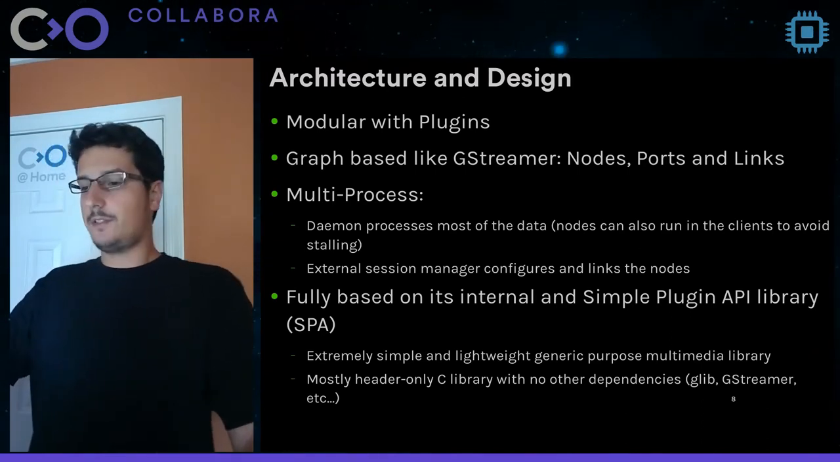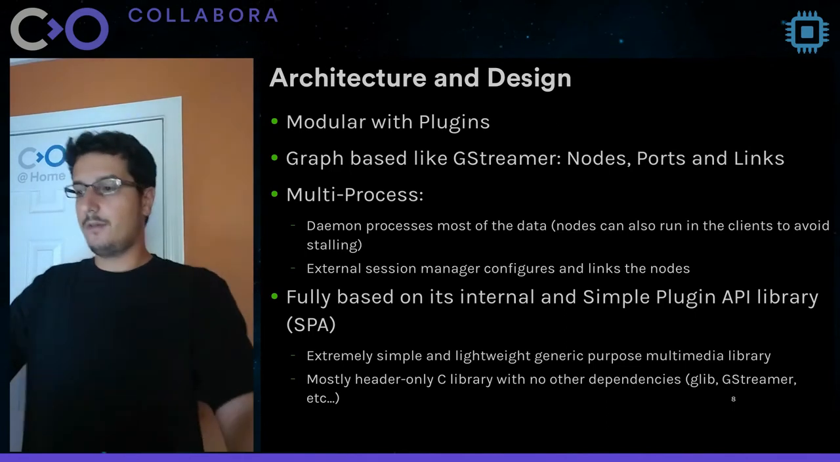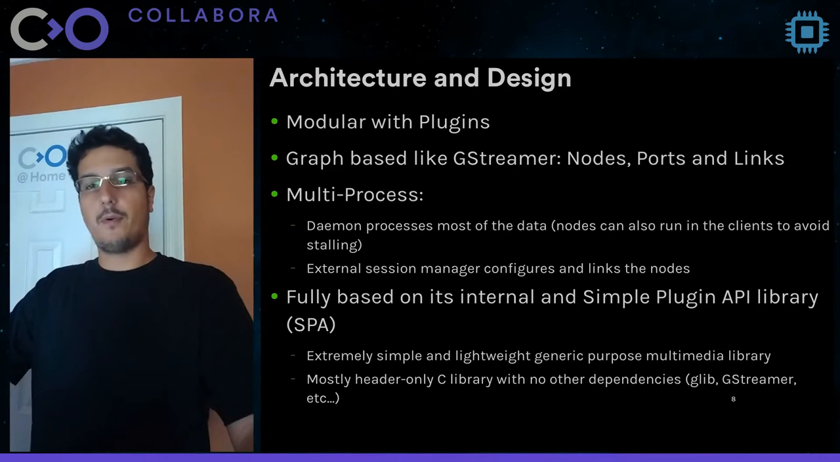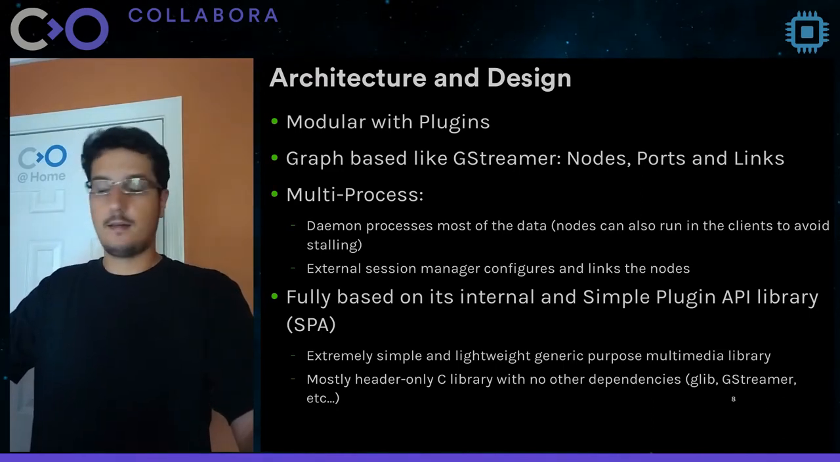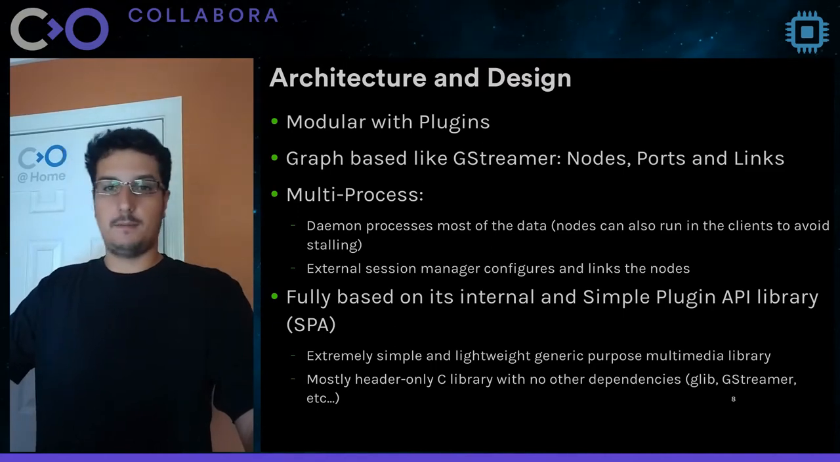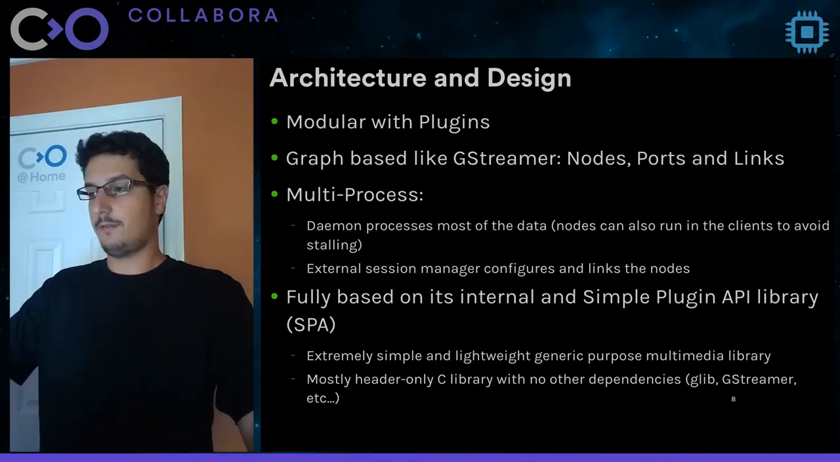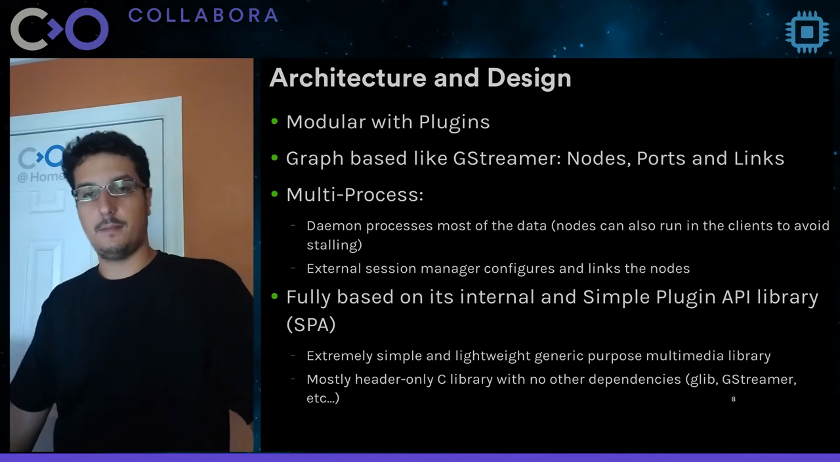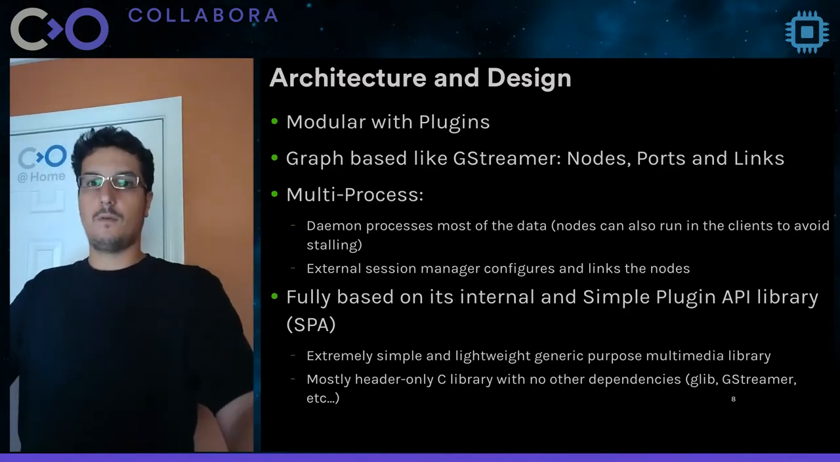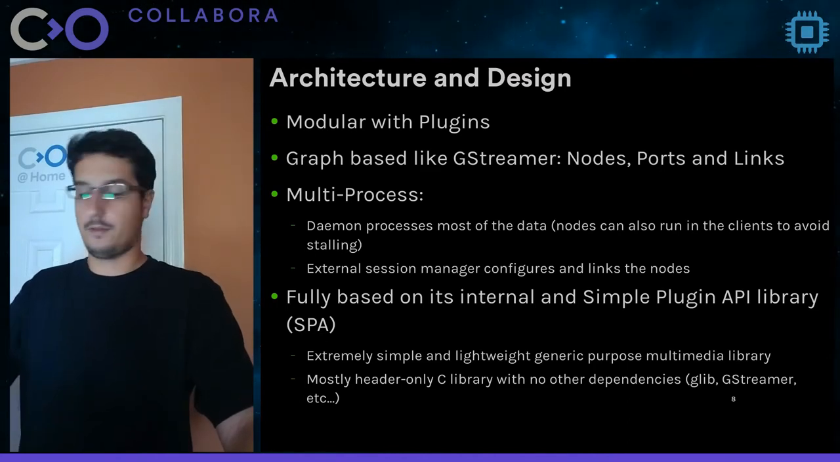So it's very similar to GStreamer. It's graph-based like GStreamer. Think of nodes as GStreamer elements and ports as GStreamer pads. And obviously links are objects in PipeWire. It's not like GStreamer where you just link two elements. In PipeWire you have to create the link and then you have to tell what the input and output nodes are.